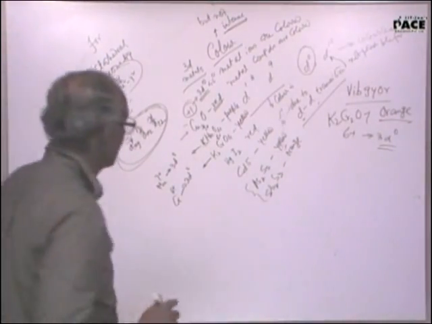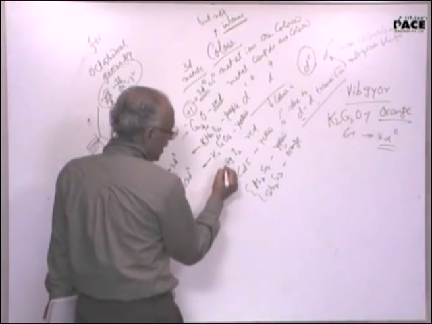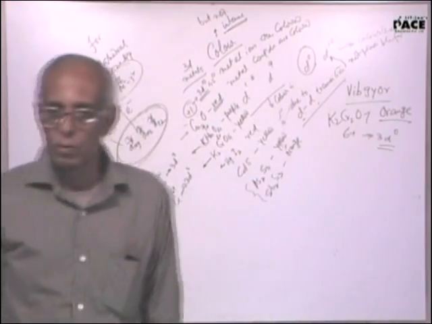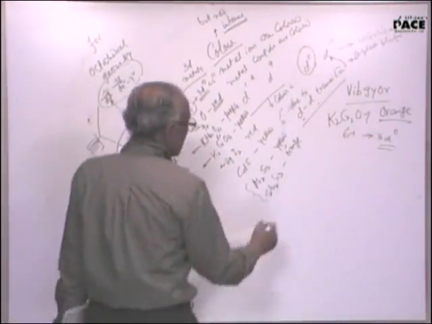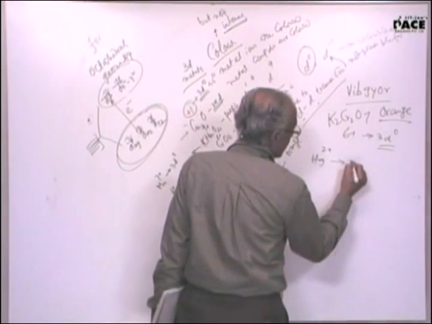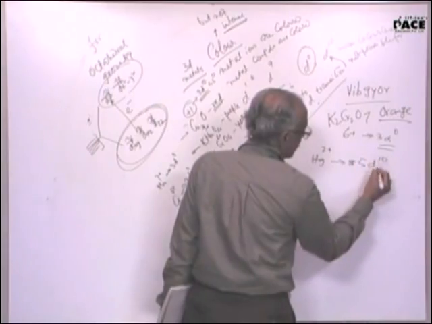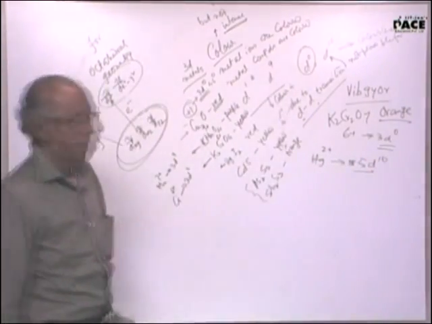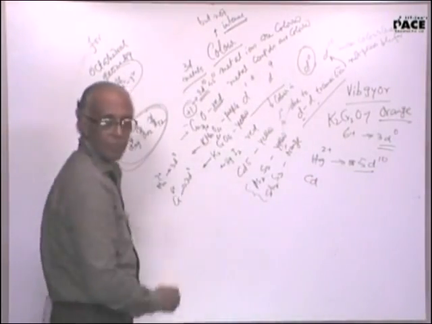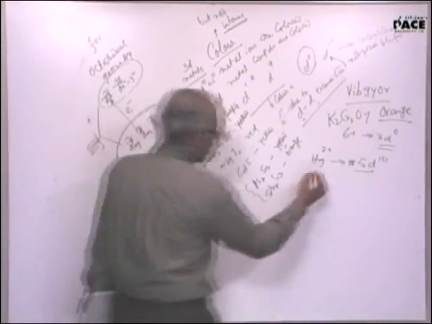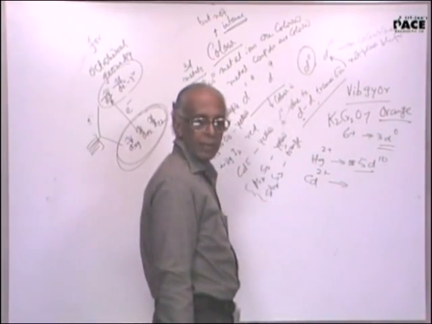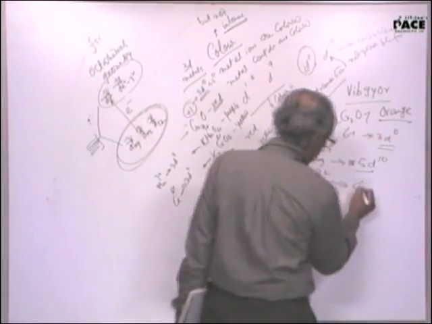So, mercury, what is the oxidation state of mercury? +2. 5d10. What is the oxidation state of cadmium? +2. What is the electronic configuration? 4d10.